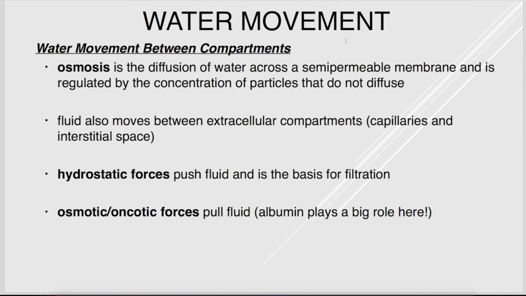Alright, then we talked about the movement of water between compartments. So osmosis is just the diffusion of water across a semi-permeable membrane like the cell membrane. And this is basically regulated by the concentration of particles that do not or cannot diffuse. Alright, so if you have more stuff in one compartment, water is going to move to that compartment to try to dilute it. Now, fluid also moves between the extracellular compartments, so basically between the blood and the interstitial space, the capillaries and the interstitial space.